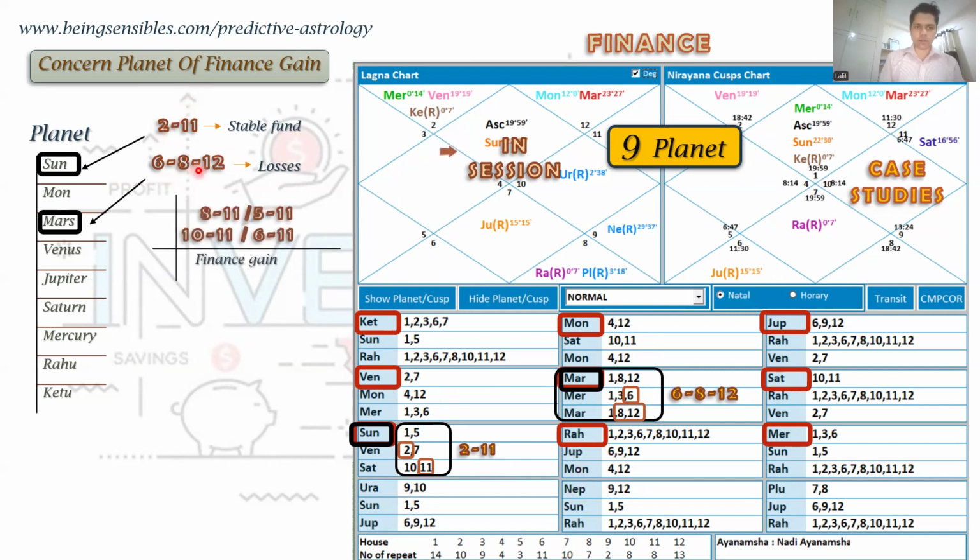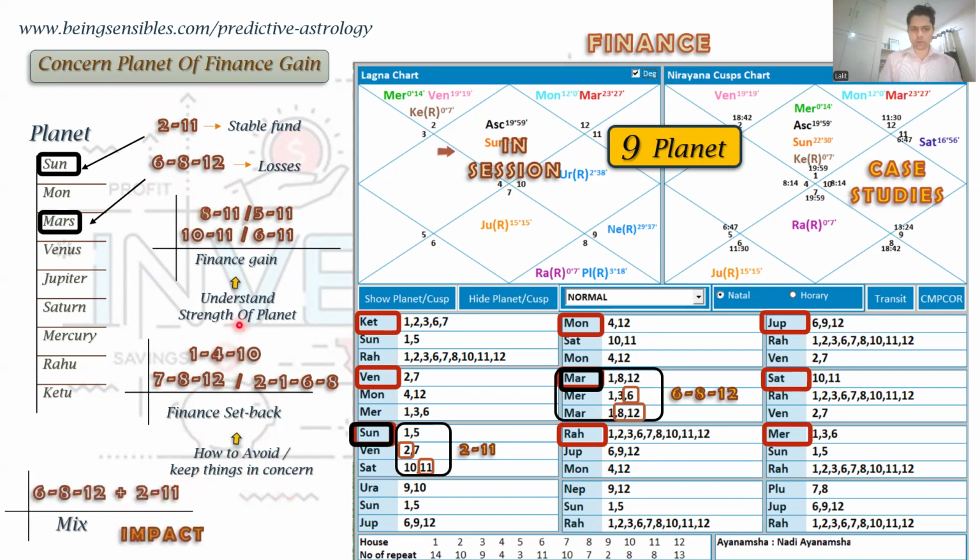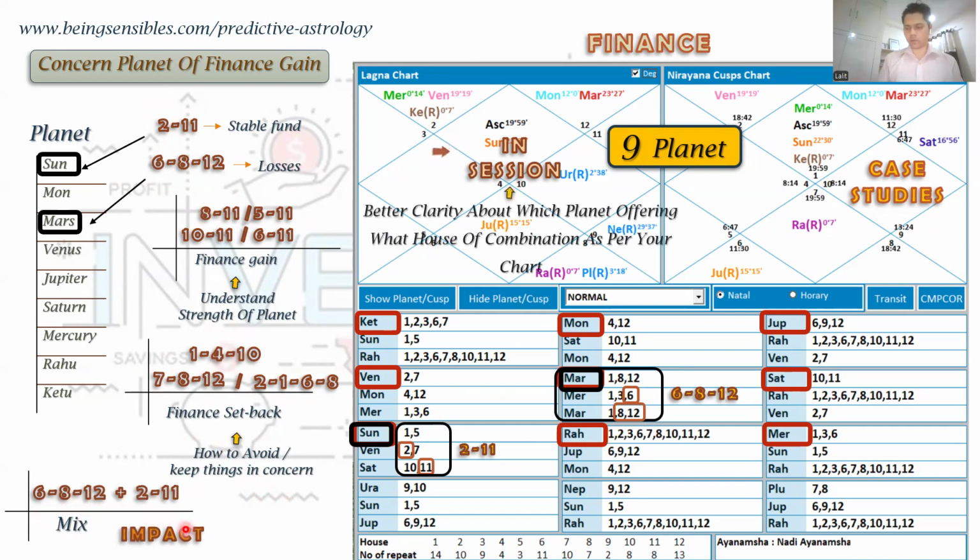It is not limited to only 2 combinations. There are more: 8, 11; 5, 11; 10, 11; 6, 9, which indicate fund gain. You can also understand the strength of these combinations. Additionally, not only 6, 8, 12 is the losses part, but 1, 4, 10; 7, 8, 12; 2, 1, 6, 8 tell of financial setbacks. So how to avoid them and keep things constant? If somebody has both the 6, 8 and 2, 9 mix, the impact will be known and you can figure out what the upcoming problem is.